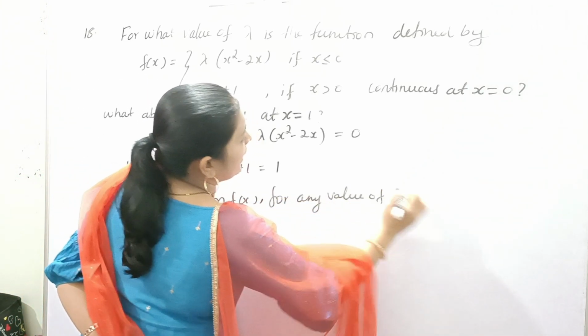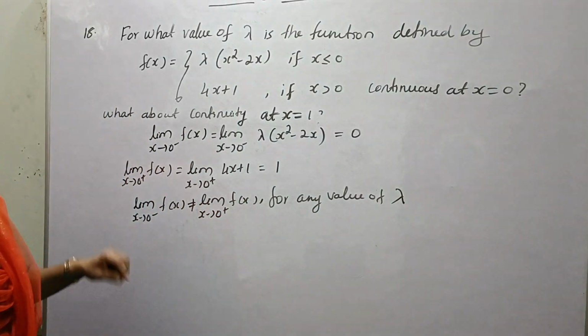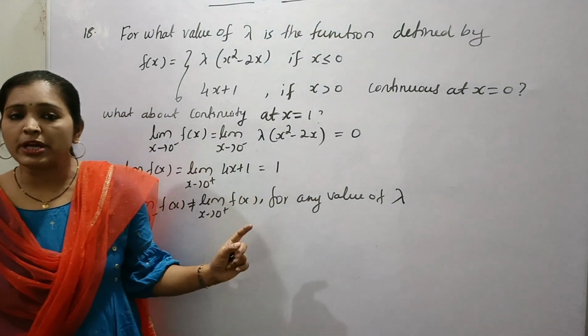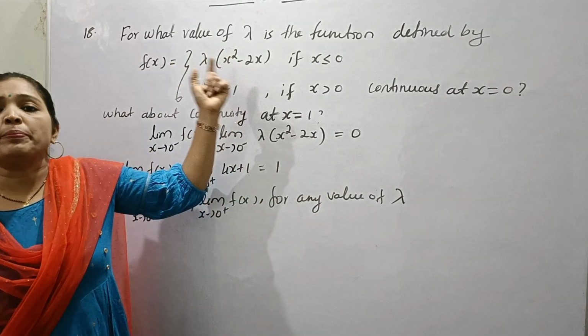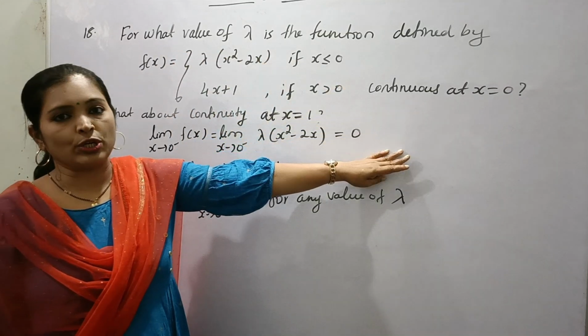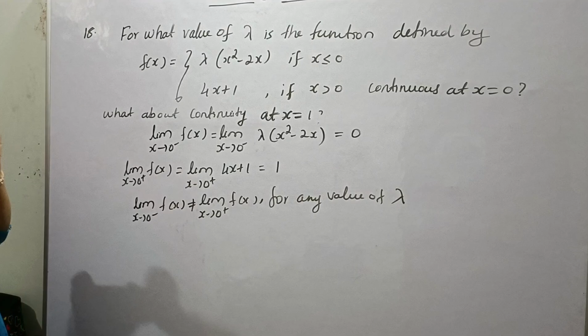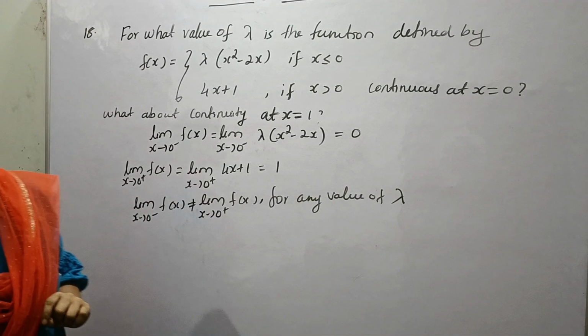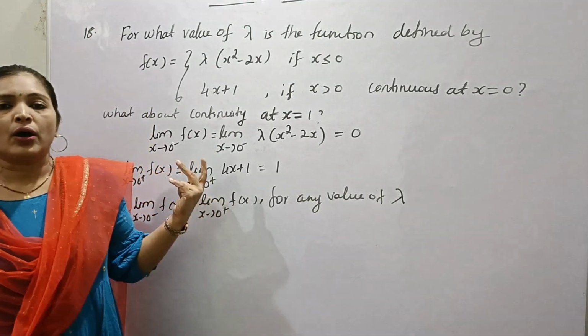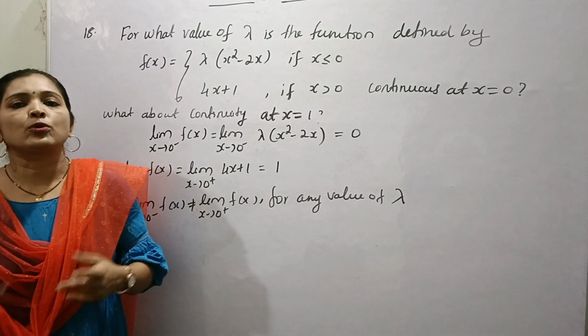Any value of lambda. That means there is no value of lambda for which this function is continuous at x equals 0. Okay, so the next question is, what about continuity at x equals 1? Very easy. What about continuity at x equals 1?